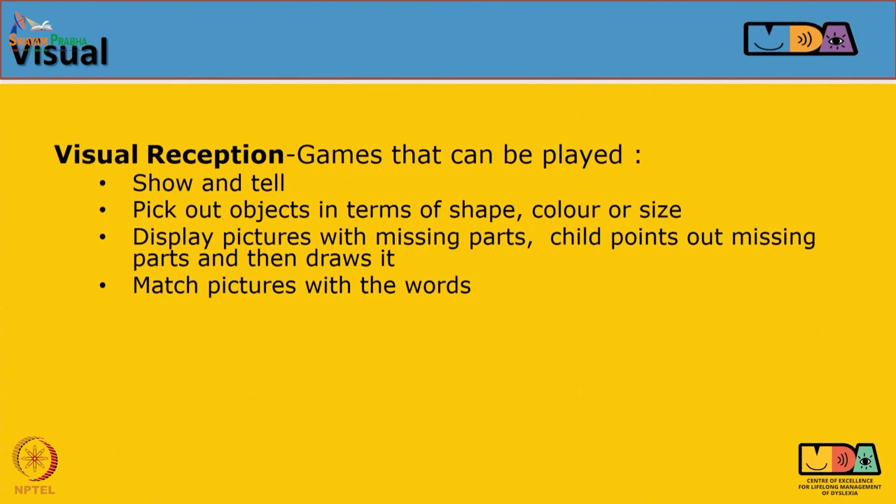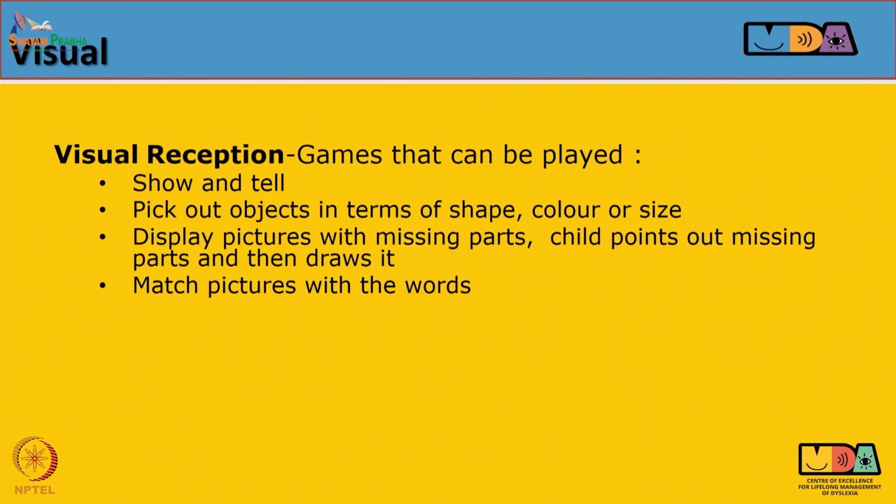So, games that you can play with this: show and tell. The child is shown an object and he talks about that object that he sees. A very good exercise, especially in the earlier classes when you are trying to introduce concepts of color, taste, texture. In the pre-primary classes, when you are introducing these concepts, the show and tell activity is a very nice activity that he can play.